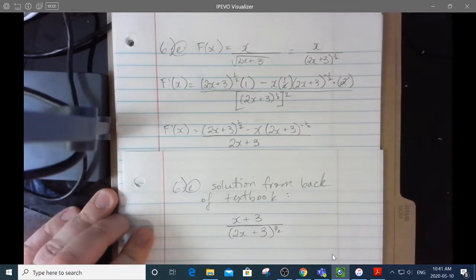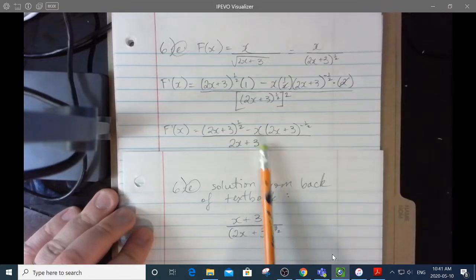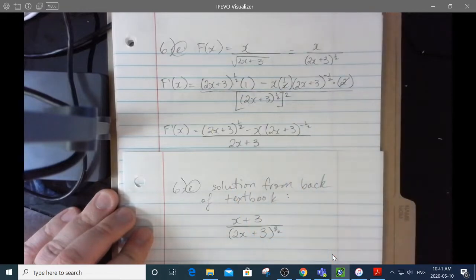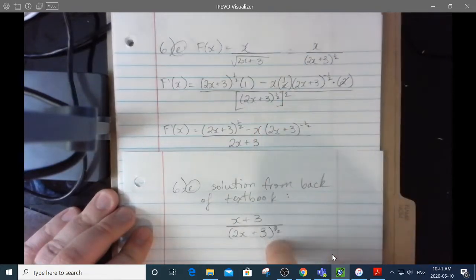The only thing that looks kind of like it is that you have a 2x plus 3 in the denominator, but it isn't even to the power of 1, it's to the power of 3 halves. And how on earth does the numerator become an x plus 3 instead of a 2x plus 3? And then I had people trying to factor out the 2 from these brackets, and that doesn't work like that. So I'm going to show you a couple ways that you can turn this into this.